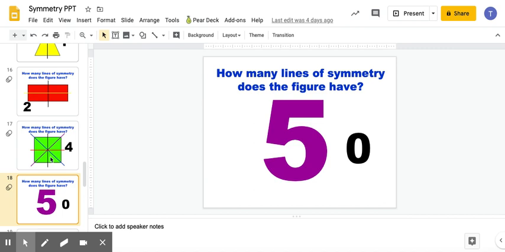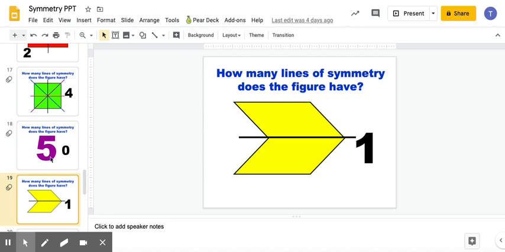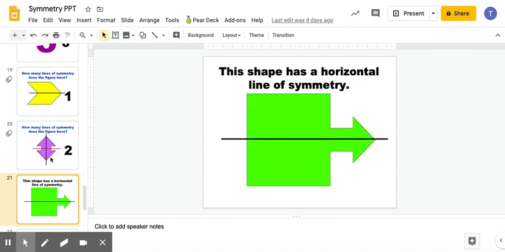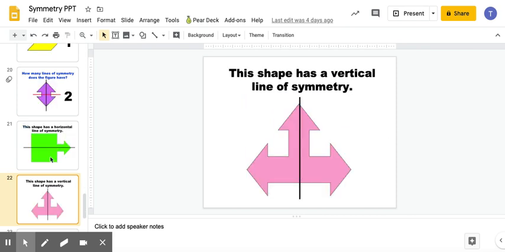If you look at this arrow, it has 1 line of symmetry. If you look at this arrow, it has 2 lines of symmetry. It has a vertical and a horizontal line of symmetry. If you look at this shape, you have 1 line of symmetry. There's only one way I can fold that where it looks the same on both sides. This one, same thing. There's only one way that I can fold that where it will look the same on both sides.